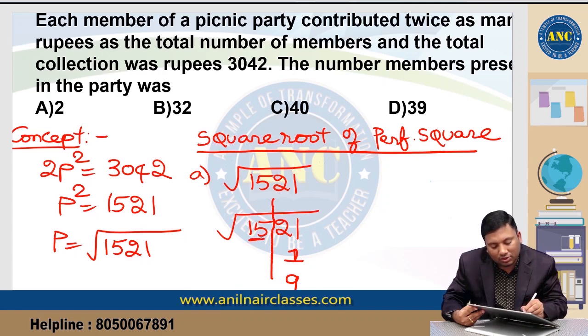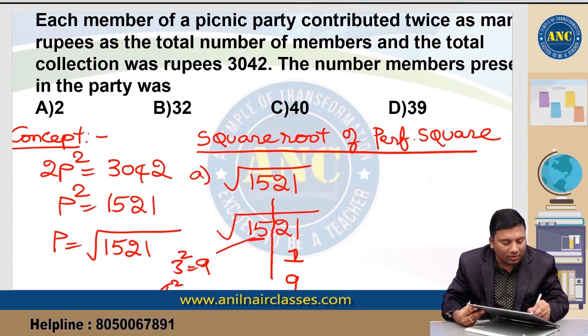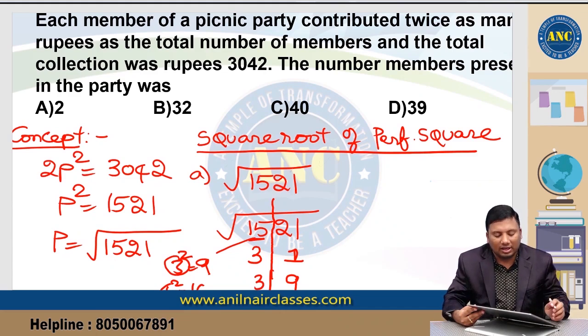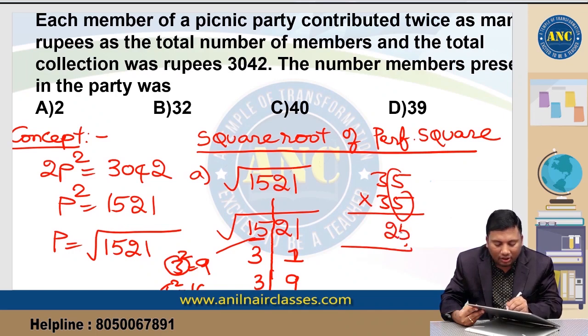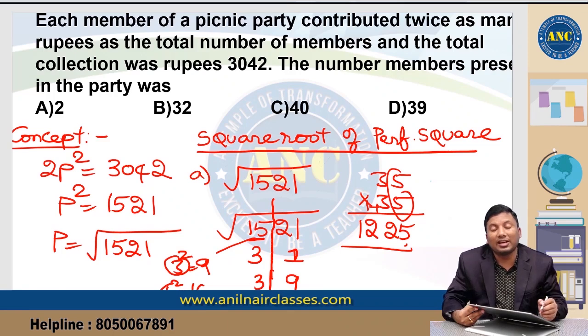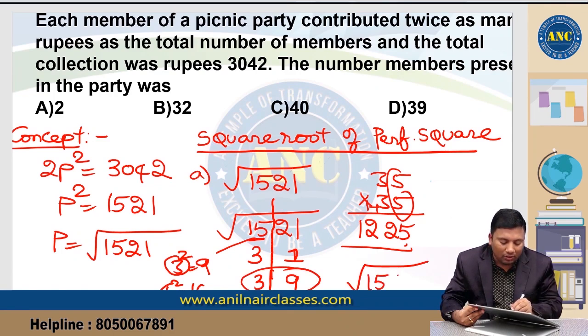15 lies between which two squares? 3 square is 9 and 4 square is 16. So take the lowest value. Answer is either 31 or 39. But if you take 35 into 35, 5 5s are 25, add 1 to it. 3 plus 1 is 4. 4 3s are 12. 1521 is greater than 1225. So answer has to be 39. So square root of 1521 is nothing but 39.